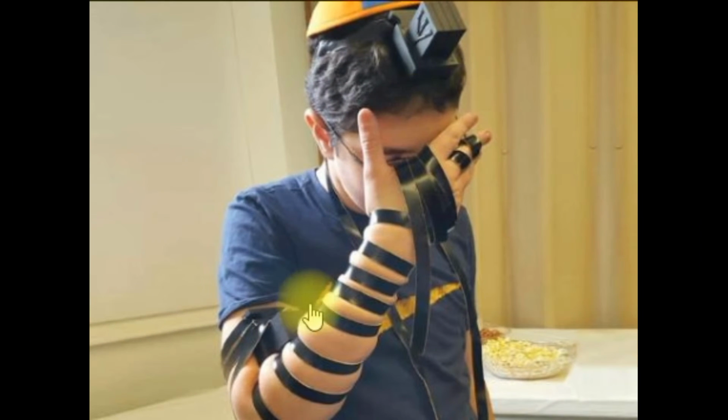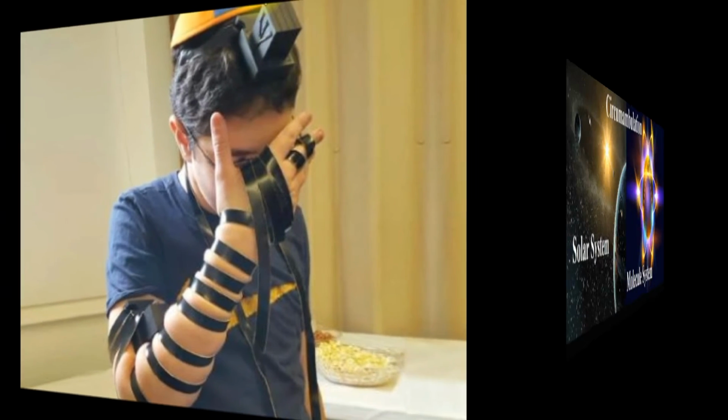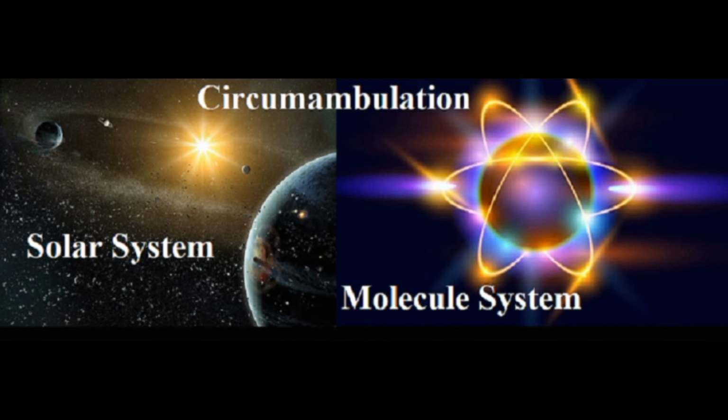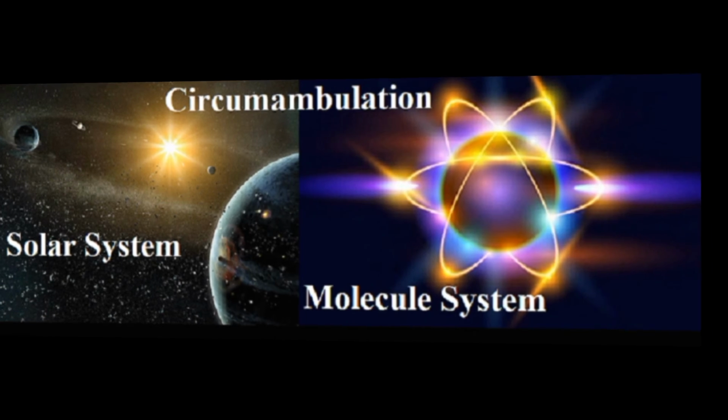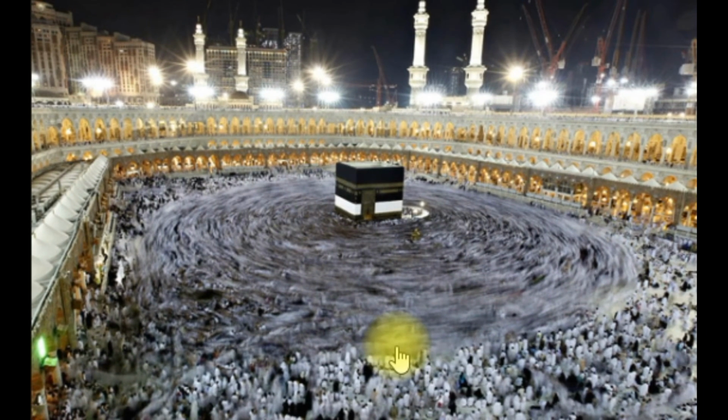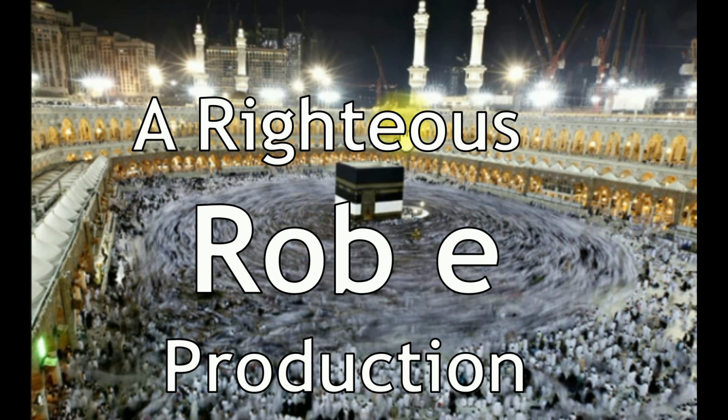Tefillin are worn on the right arm, secured with these leather straps, and on the forehead. It's the cube, the tefillin. Saudi Arabia, there's the circumambulation of the cube. So they're circling the square.